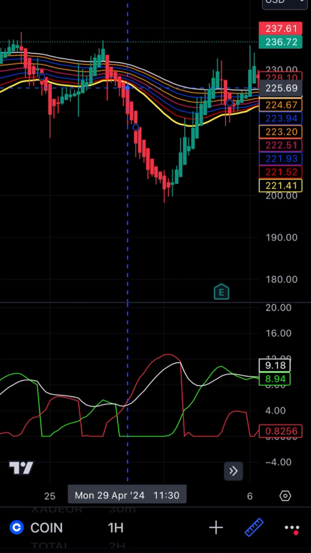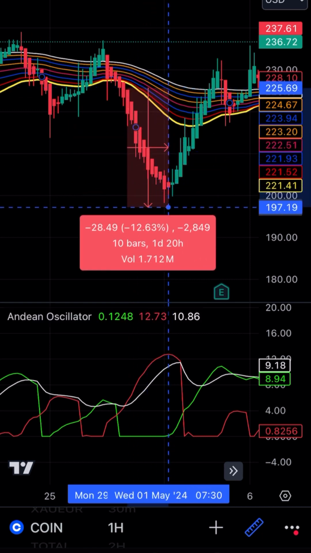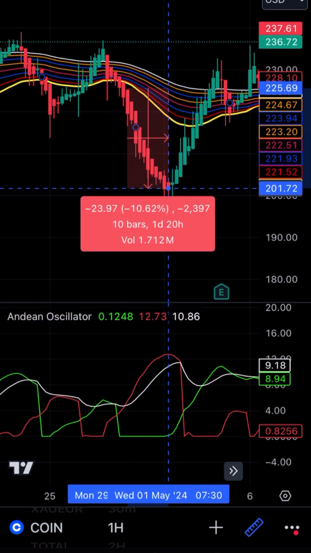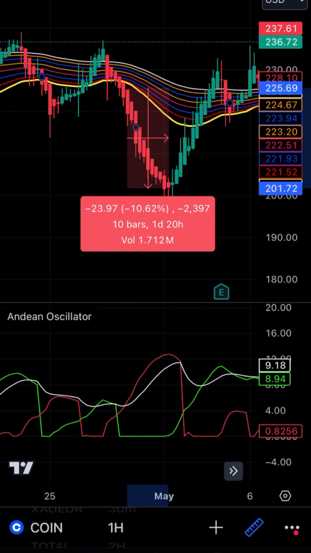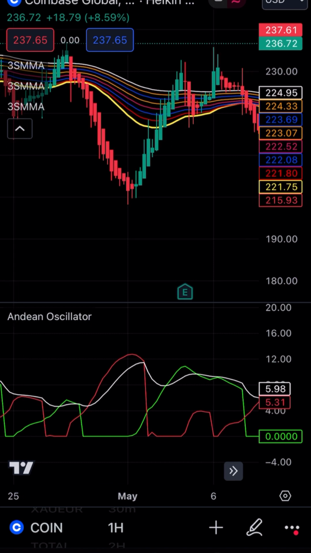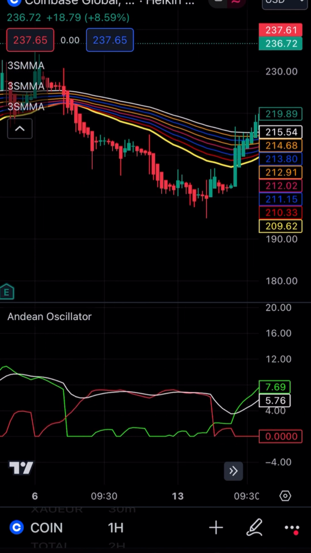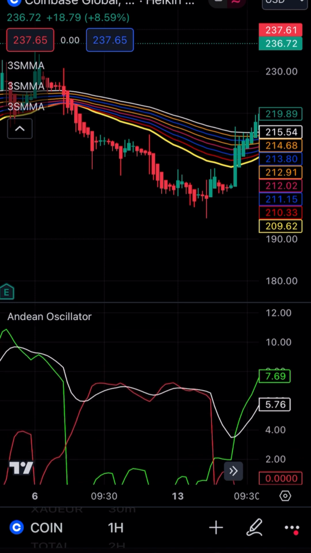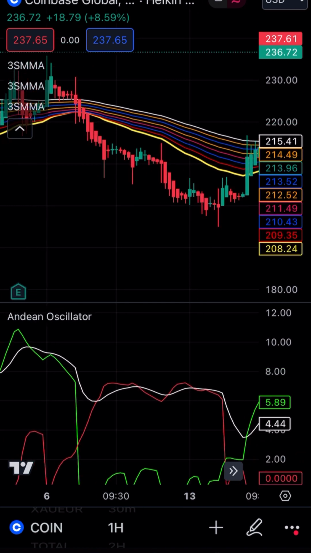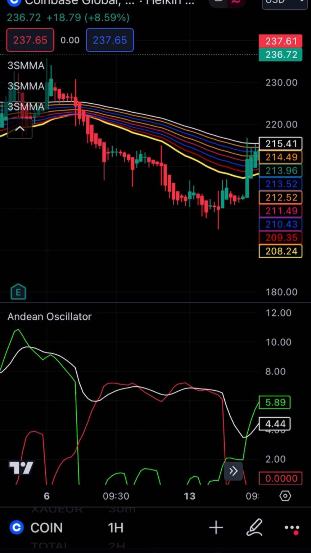Right about here. You ride it till it touches the signal line again. And this is a $23 move in about 2 days. So let's just see if we can find it again. Now this, you might have to zoom in a little bit on these, but when they're so close together, it's probably a trade I won't take.